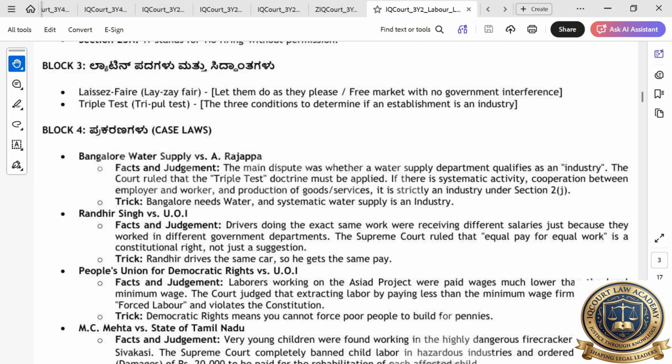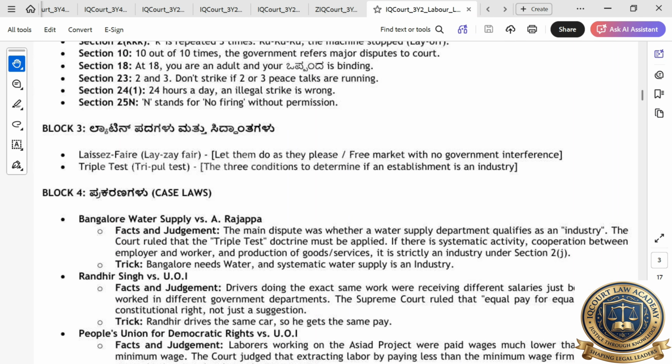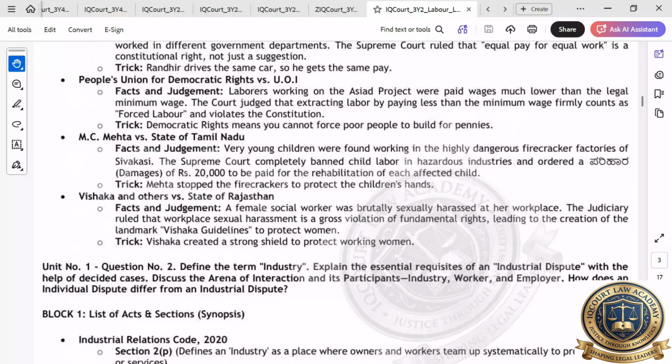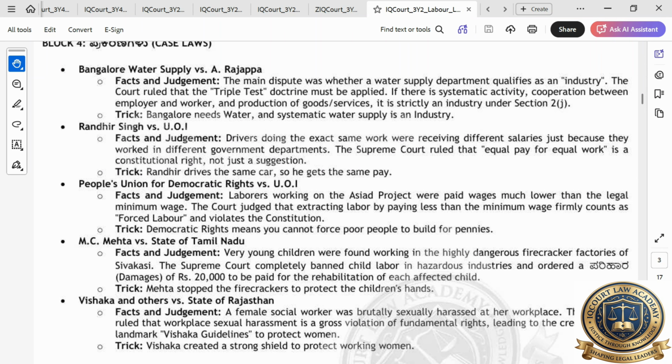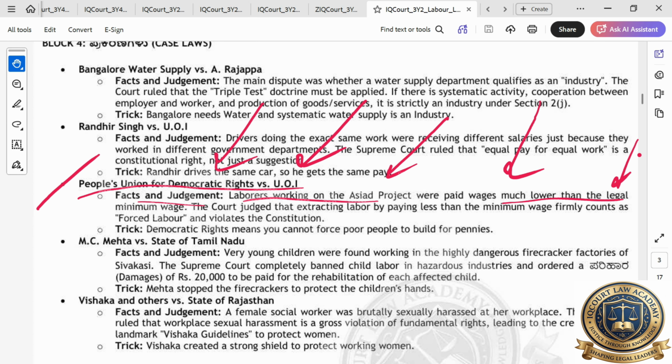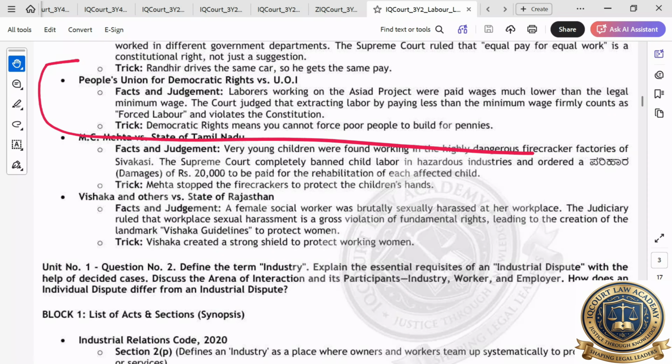This is the material block. Many people are demanding this material. It's on demand. All tricks are there for each subject. We are providing this. See, same case law: People's Union for Democratic Rights versus Union of India. Facts and judgment: laborers working on the Asiad project were paid wages much below the legal minimum wage. The court ruled that extracting labor by paying less than the minimum wage is counted as forced labor, and it violates the Constitution. So this is the way we are explaining in detail in the block.